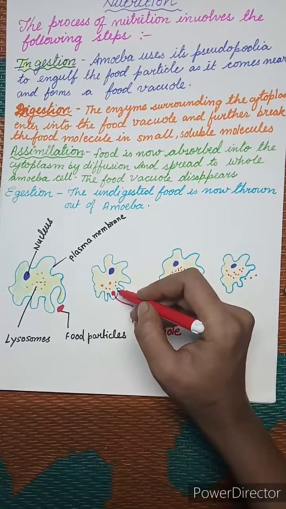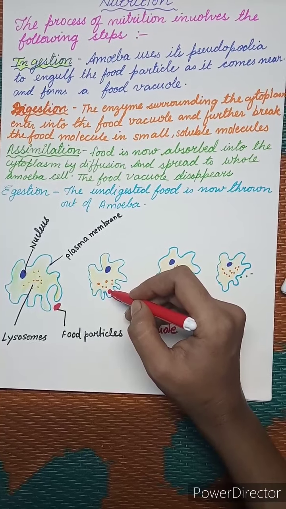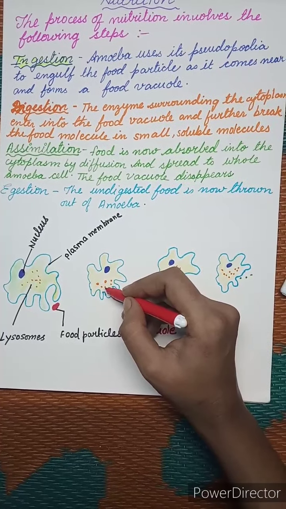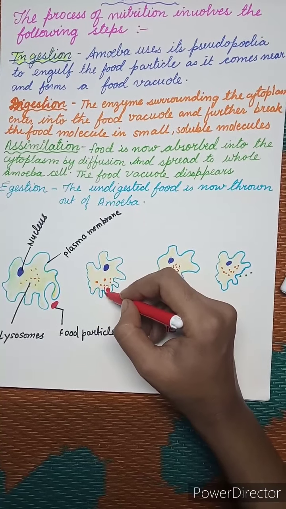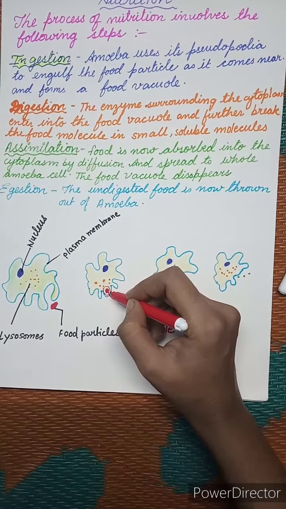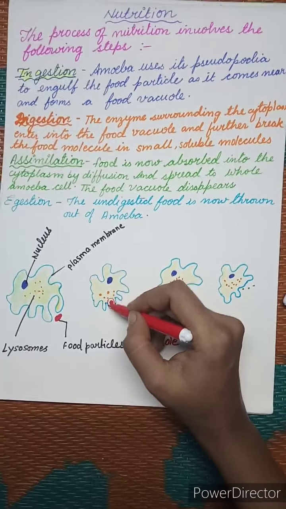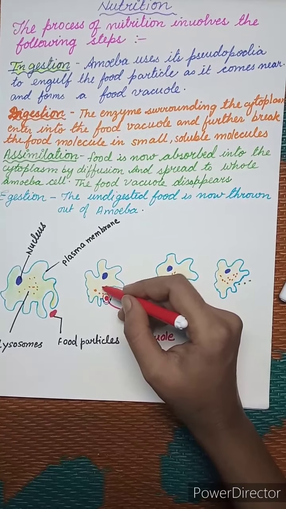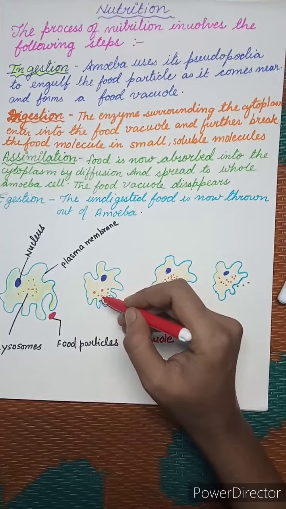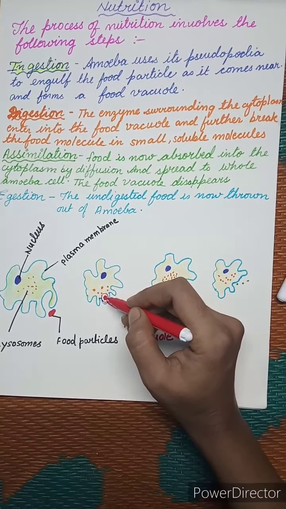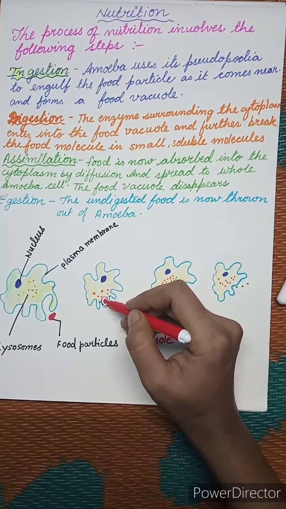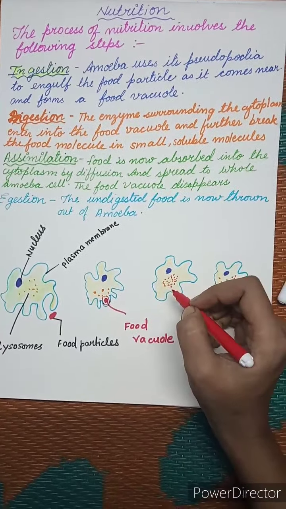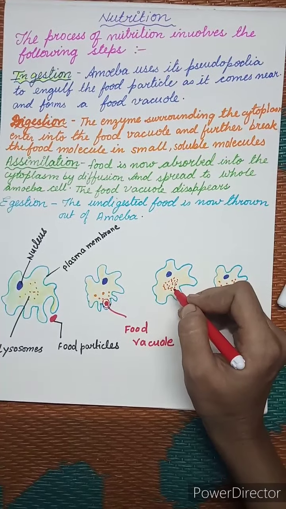Now look here. It has already engulfed the organism. As it enters, it forms a food vacuole. As it forms the food vacuole, these are the lysosomes, okay? They will surround it, and now they will break it down. As it breaks the food vacuole, the food is absorbed.